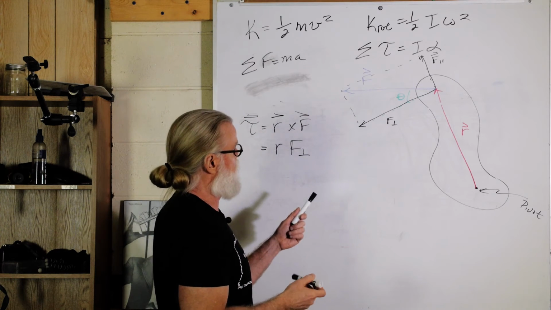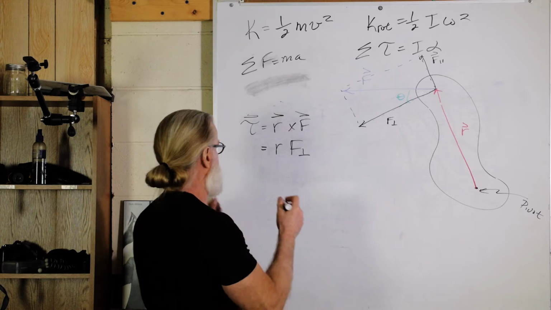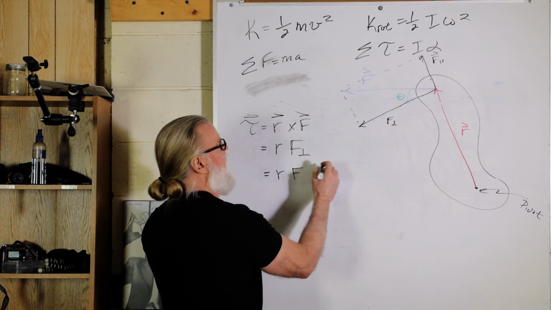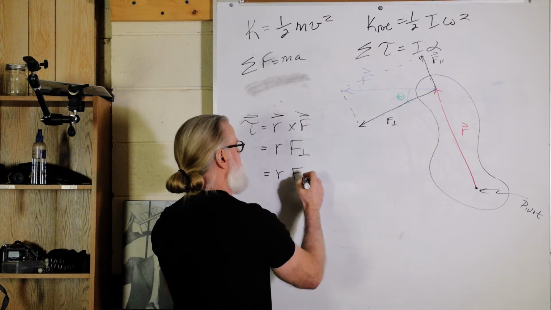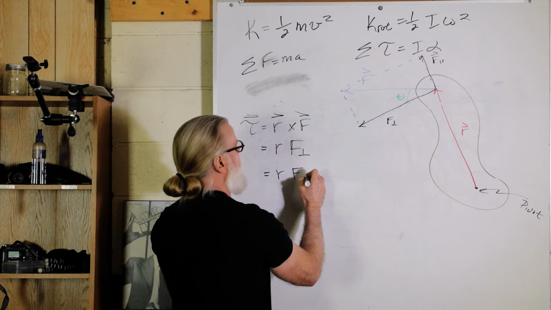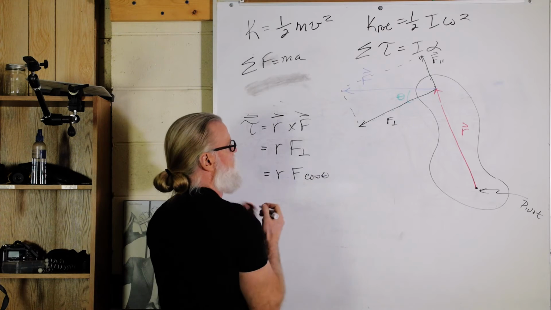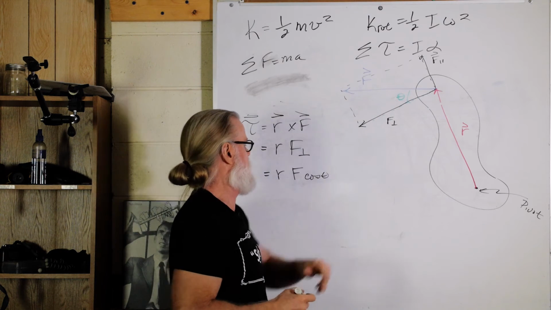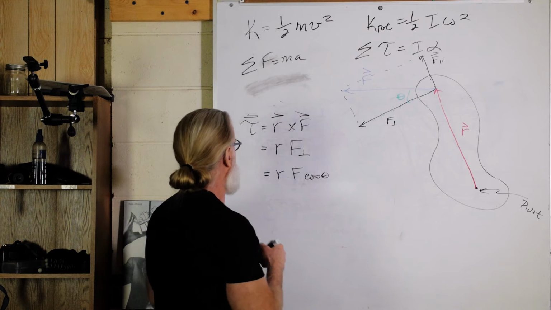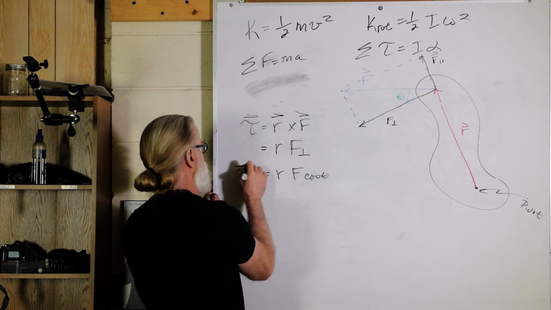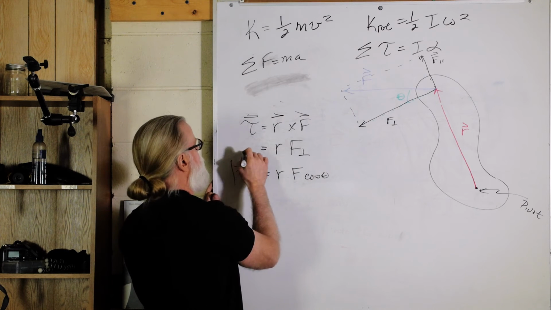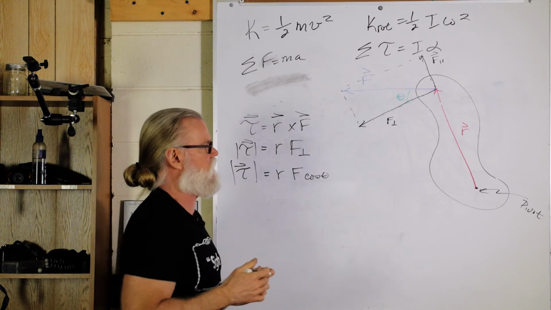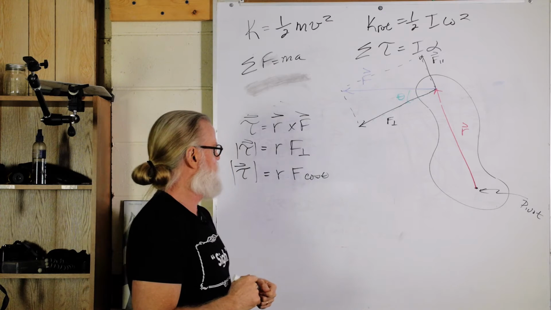So what are we going to do? How are we going to calculate this thing? Well, we're just going to take R and multiply it by F. It looks like this is going to be cosine theta, right? This is the adjacent side of the right triangle, F cosine theta. That's going to be the magnitude of the torque. I should say magnitude. This is not the torque itself, but this calculation just gives us the magnitude.